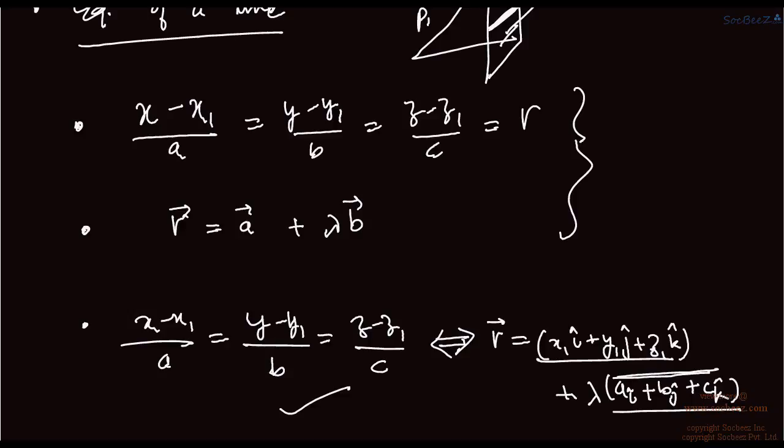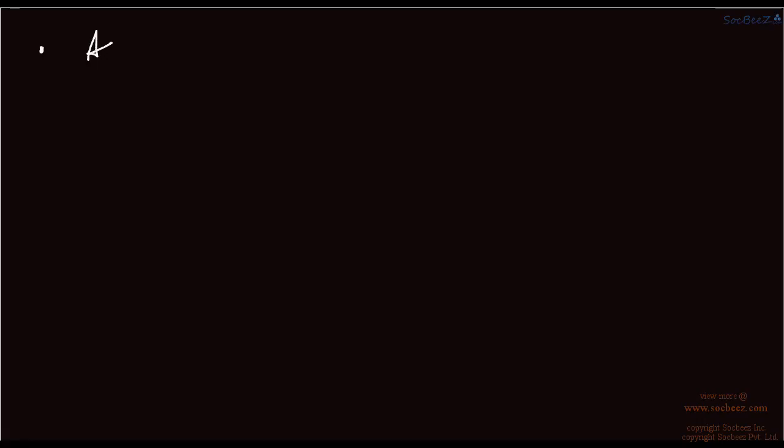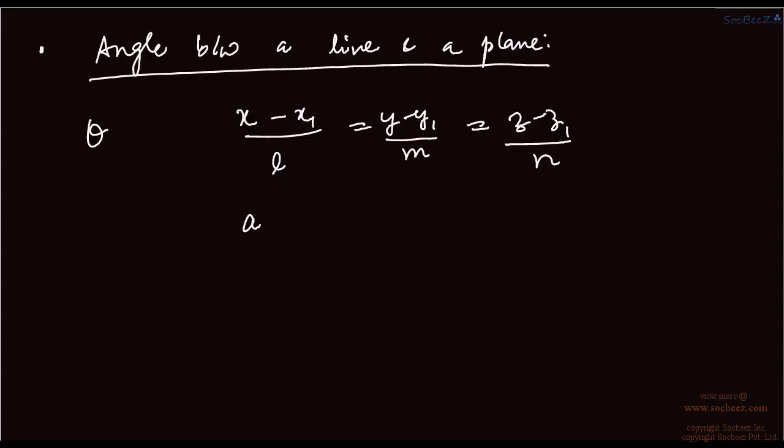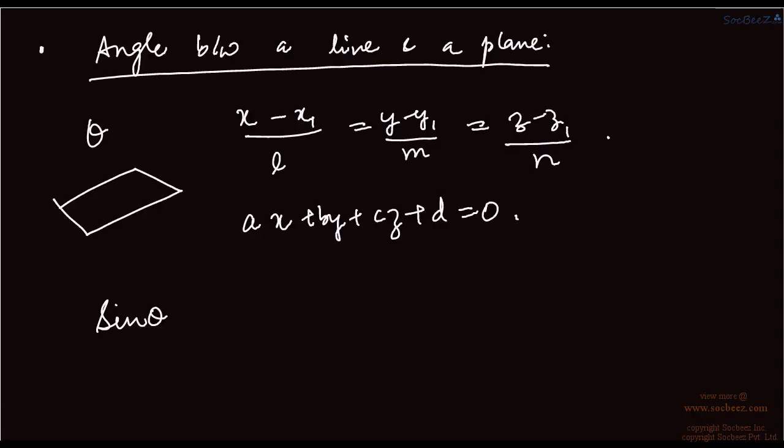Now I'll move on to the angle between a plane and a line, how that is defined. So the angle between a line and a plane. Fine. So we have a line. Let's say theta is the angle between this line (x minus x1) by L equals (y minus y1) by M equals (z minus z1) by N, and a plane, let's say again the same plane ax plus by plus cz plus d equals 0. Then sine theta, we define this angle between a line and a plane.